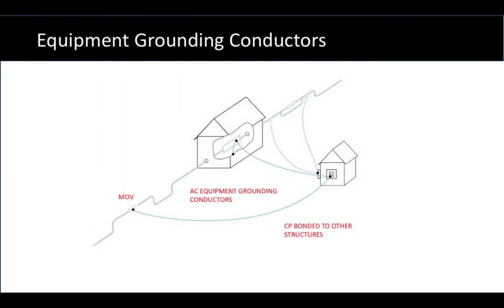Now let's switch gears to another bond that can also short out cathodic protection and yet is a required connection, and that is AC equipment grounding conductors. These are the green wire or grounding conductor that go along with power conductors out to an electrical load. So in the case of a motor-operated valve on the lower left, that has a grounding conductor that goes along with the phase and neutral in order to provide safety.